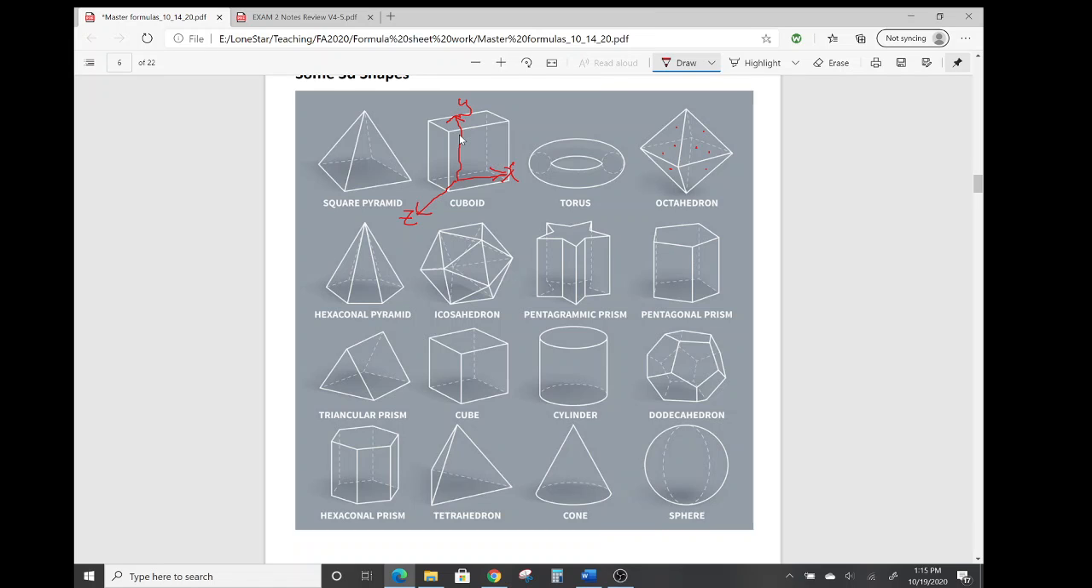Hexagonal pyramid, and icosahedron, pentagrammic prism, pentagonal prism, because it is 5-sided. So the pentagon, since it is not 2-dimensional, it's 3-dimensional. The one in Washington is a pentagonal prism. A triangular prism, a cube, cylinder. This is a right circular cylinder. A dodecahedron. Here is a cone, a tetrahedron, hexagonal prism, and a sphere. A sphere. Now, if you truncate this cone, if you take the top off, cut it, turn it into a funnel, it becomes a.